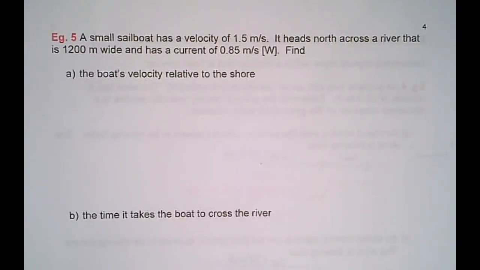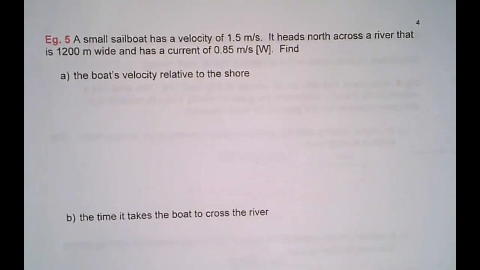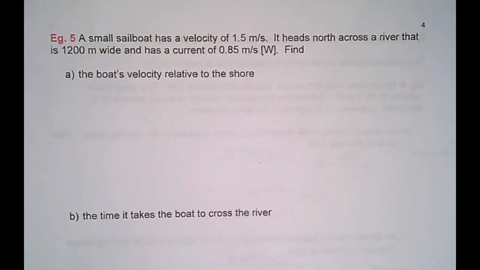All right, we have one more example for perpendicular vectors. In this example, we have a small sailboat that has a velocity of 1.5 meters per second. It heads north across a river that is 1,200 meters wide and has a current of 0.85 meters per second west. We want to find the boat's velocity relative to the shore.